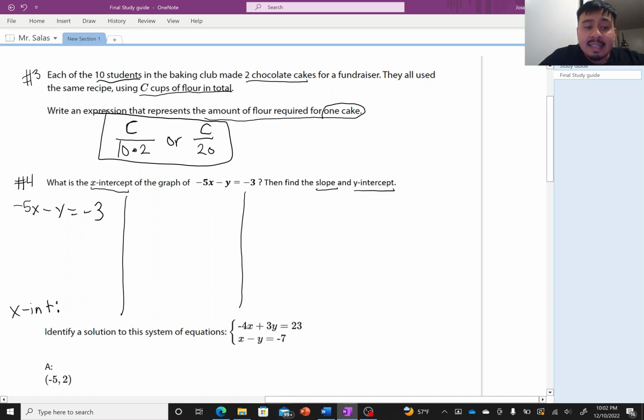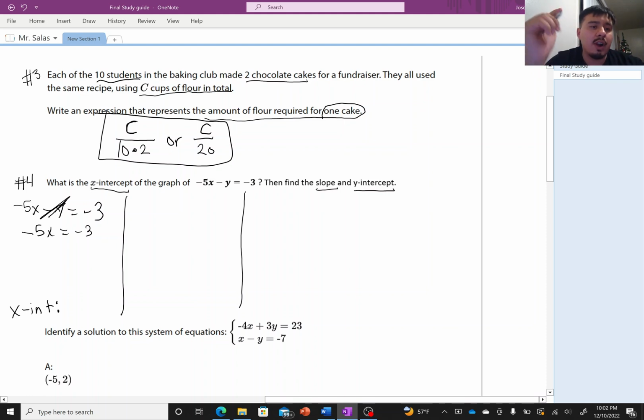Since I'm finding the x-intercept, I'm going to go ahead and just get rid of the y. Cross it off, do whatever you want, but get rid of it. I don't want to see it. Next up, I'm going to rewrite what I have left over. I have negative 5x is equal to negative 3.